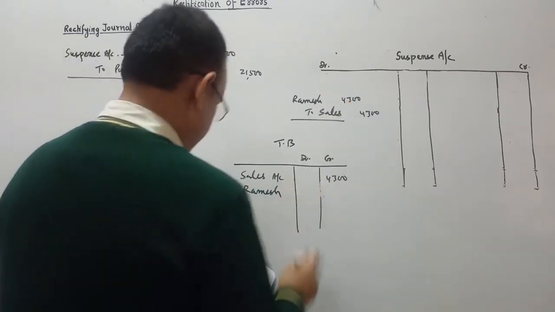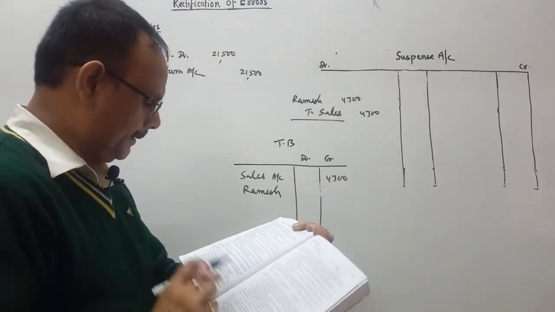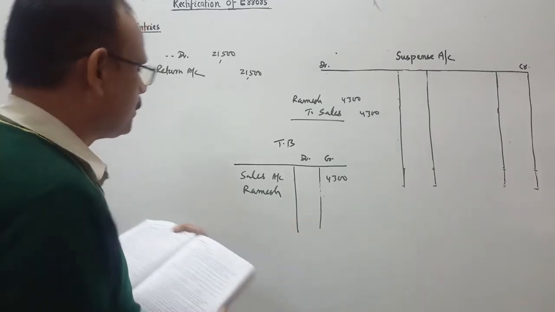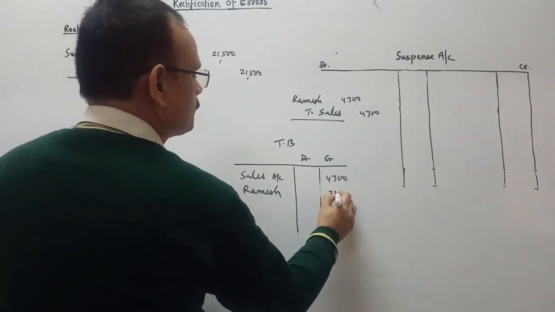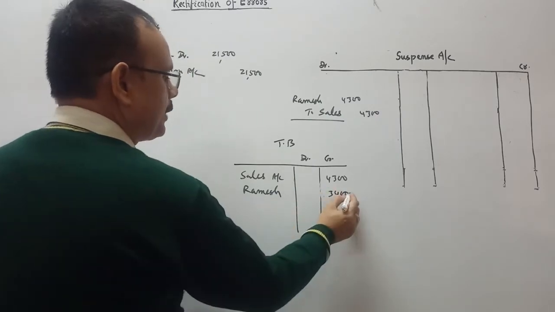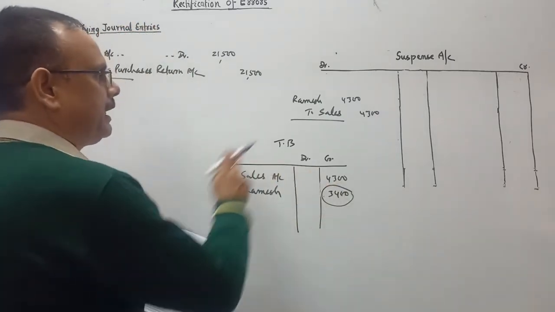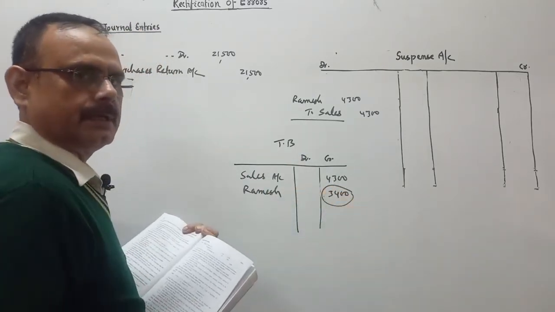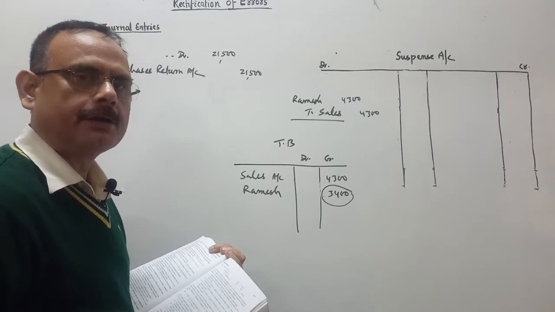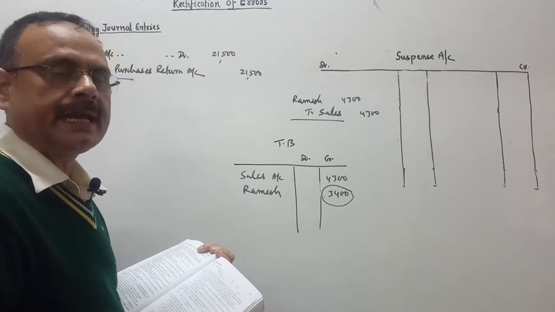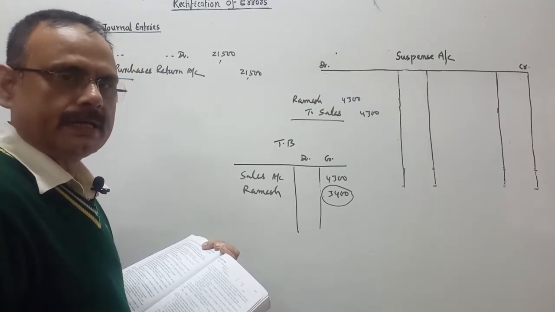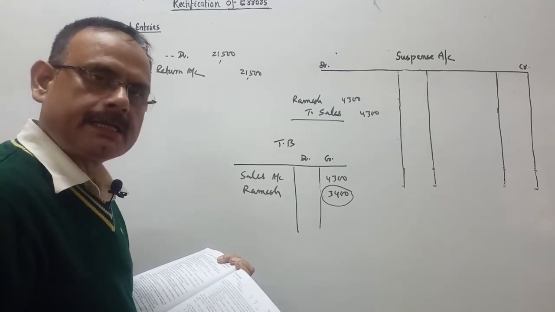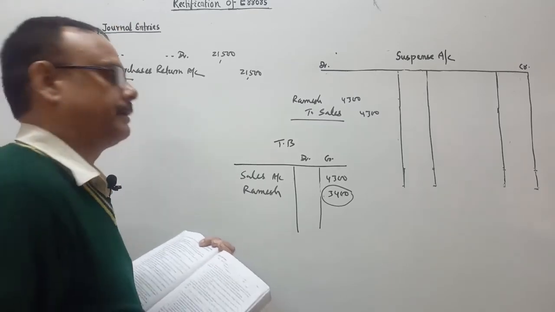Should be on the debit side. But what happened over here: it has been credited to him as 3,400. His account is credited instead of debit. It's a mistake, an error of commission, a posting error. Two errors are done. One is wrong side posting, another is wrong amount posted.